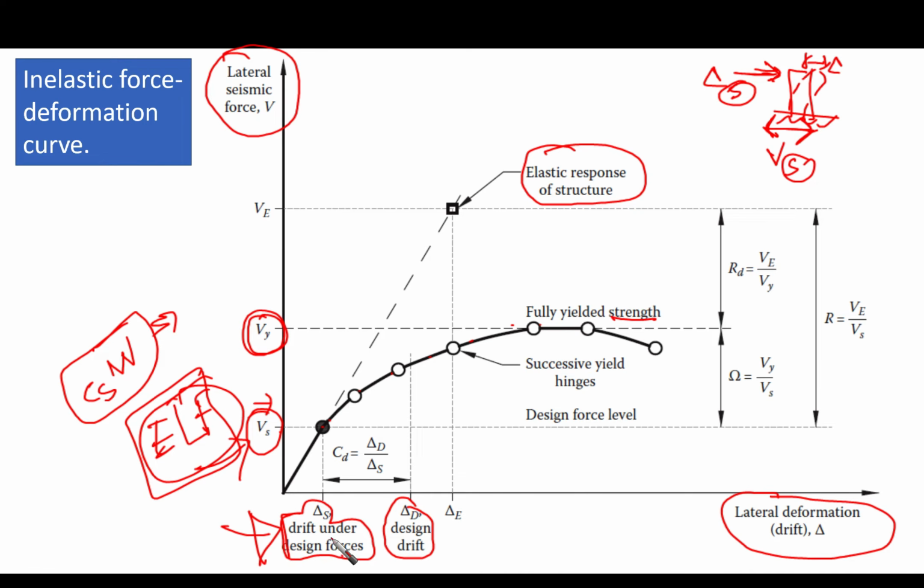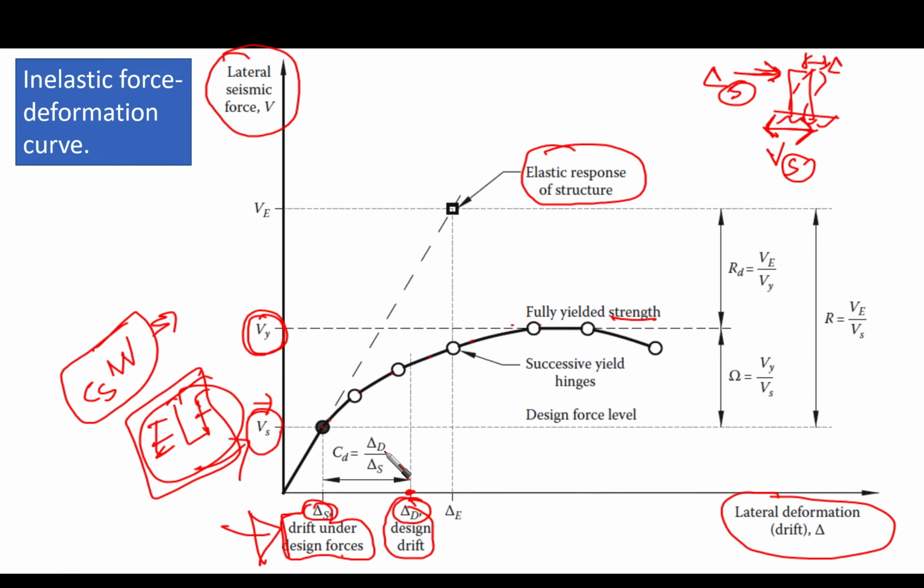So the corresponding one is going to be this drift under design forces. But actually, the actual drifts that would take place are larger. Inelastic behavior would take place. So in this case, we are going to find that the real displacement is going to be here, let's say. So there is a difference between delta S and delta D. So what is the difference?